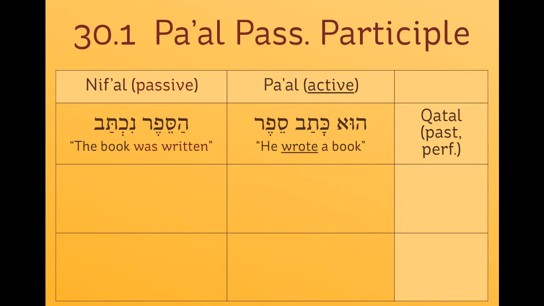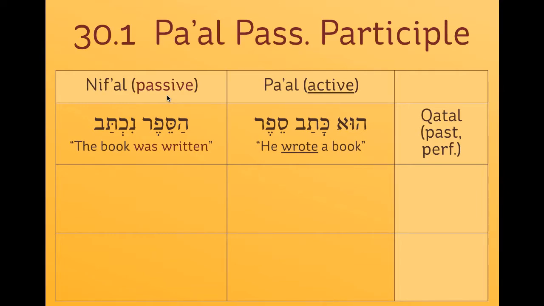Now, talking about the meaning, first off, it's surprising that you have a Paul passive participle because Paul binyan is supposed to be active, and then nif'al is passive of Paul. So why have a Paul passive participle? Especially since you have nif'al participles. So what's distinct between the Paul passive participle and a nif'al participle? That is the question that we're going to try to answer.